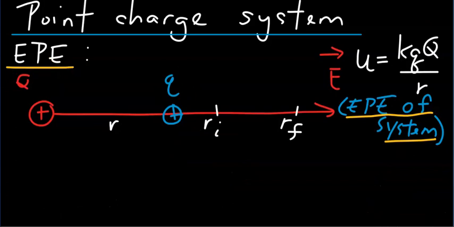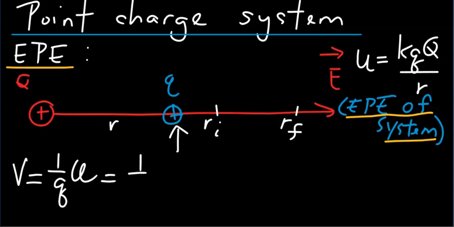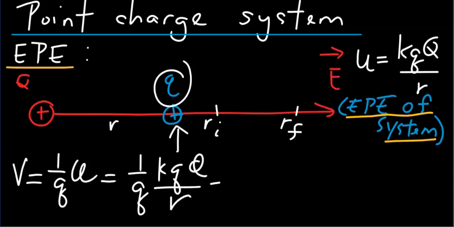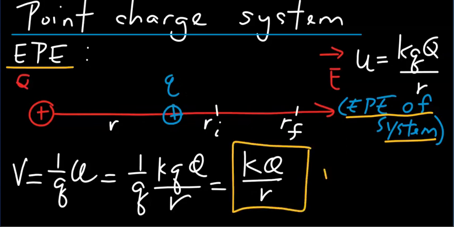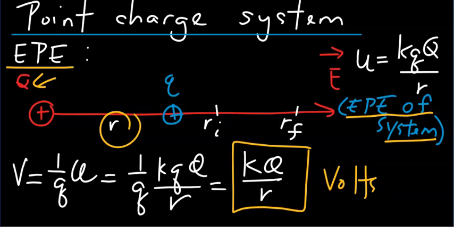Now it's relatively straightforward to determine the electric potential, let's say at some point R. Electric potential is 1 over q times the electric potential energy. So 1 over q, q is the test charge, K q capital Q over R, and you get KQ over R. So this is the electric potential in the unit of volts produced by this charge at some distance r from it. Note the difference in the expression for V and U. U contains the product of two charges, whereas V contains only the charge that's producing that potential.